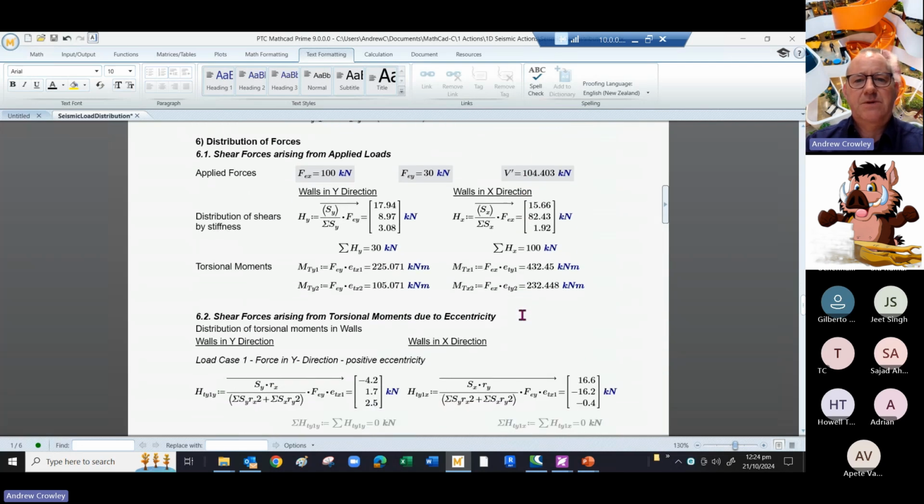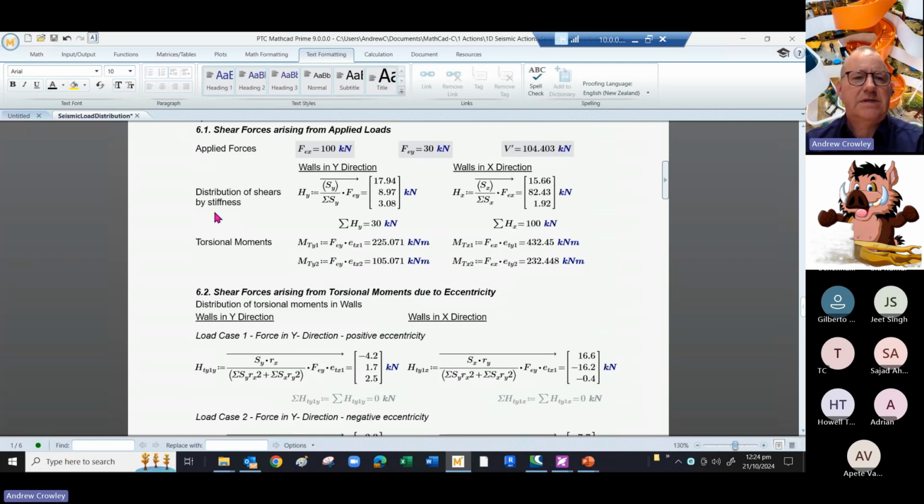Now we look at distributing the forces, and so as we can see, the distribution of shear forces is relatively simple. We take the stiffness of the particular wall divided by the total and multiply it by the applied load in that direction. So we do that for the y direction, and here we're doing it for the x direction. And we do a check. Is the total applied shears equal to the applied loads?